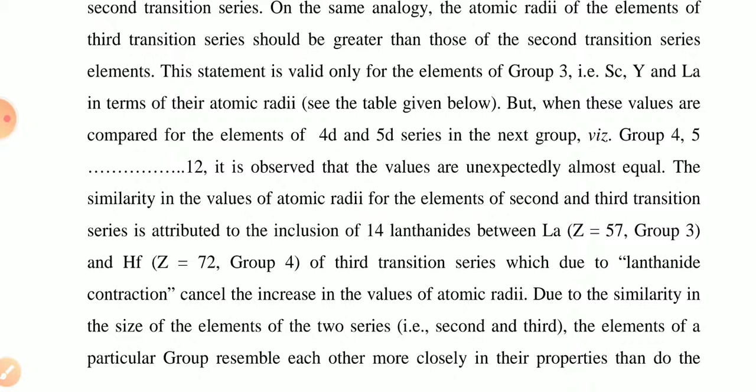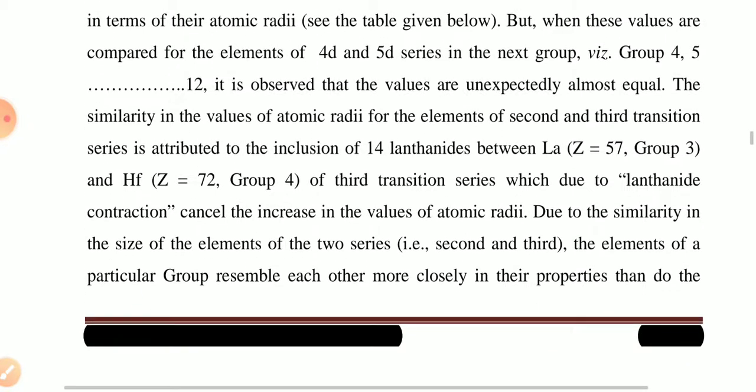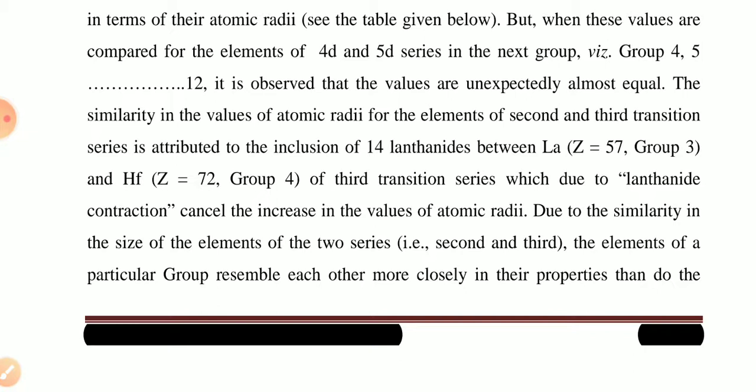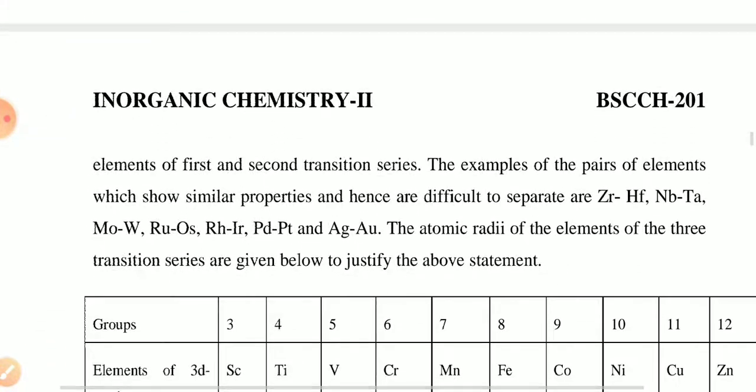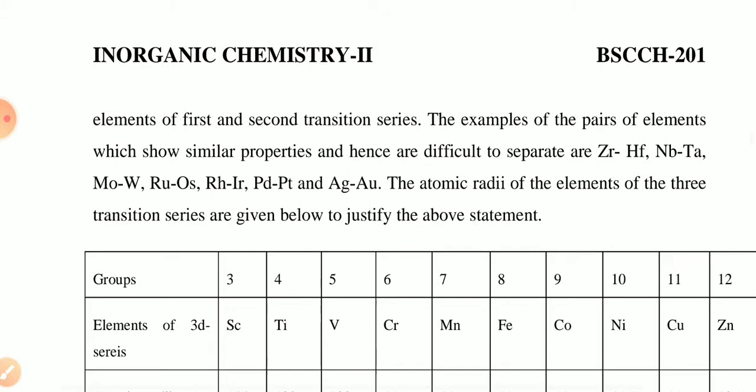So this offsets the increase in the value of atomic radii. Due to the similarity in the size of the elements of the second and third series, the elements of a particular group resemble each other more closely in their properties. Examples of pairs of elements which show similar properties and hence are difficult to separate are Zr-Hf and Nb-Ta. These are some of the elements which cannot be easily separated from each other.